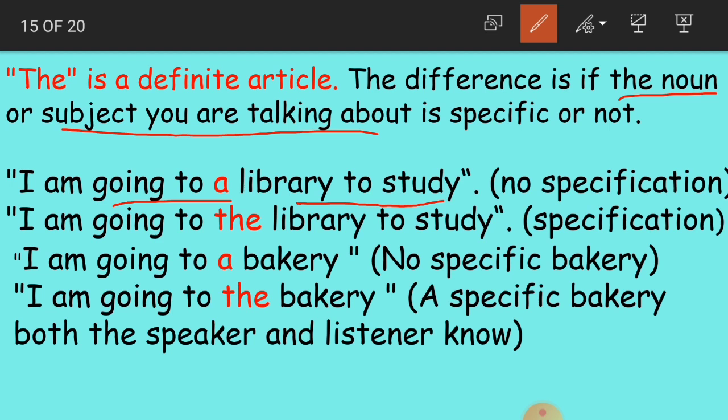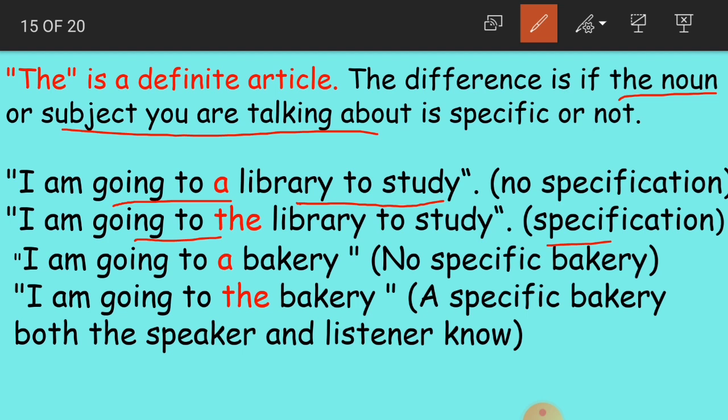And the second sentence, I am going to the library to study. The library, you are mentioning one particular library, maybe which is nearer to you, which is in your area. Here again, I am going to a bakery. Again, no specification here, any bakery. I am going to the bakery. Again, a specific bakery where you go regularly.